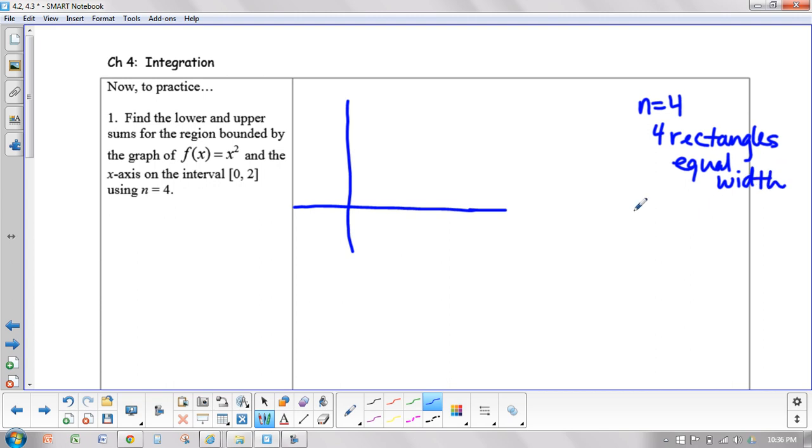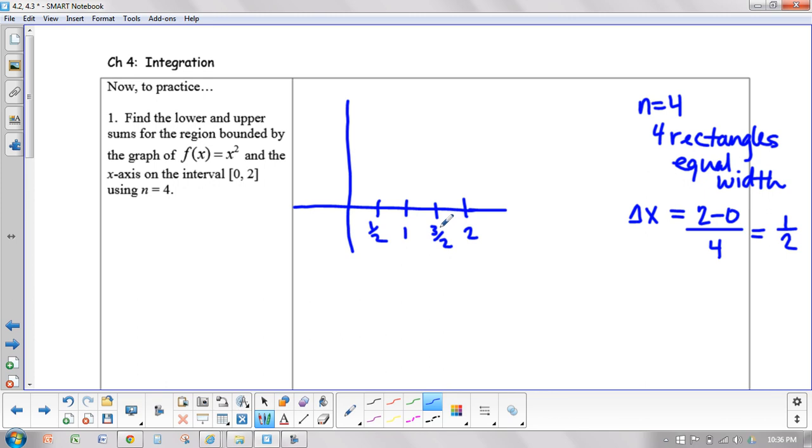So to figure out how wide they are, that delta x part is just going to be the 2 minus 0, because that's how long the interval is, cut up into 4 pieces, divide by 4. So each rectangle is a half a unit. Okay, so I need to make 4 little divisions, 1, 2, 3, 4, and end up at 2. So a half, 1, 3 halves, and 2.